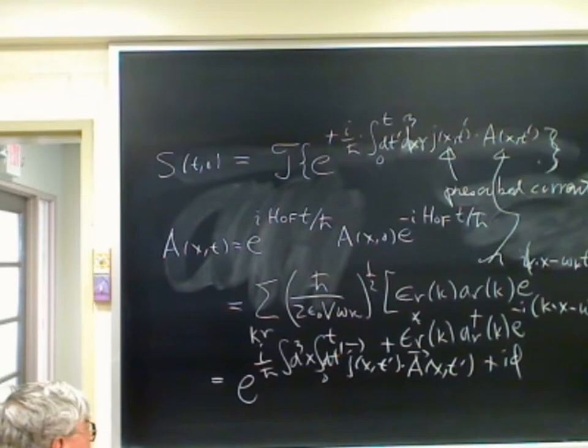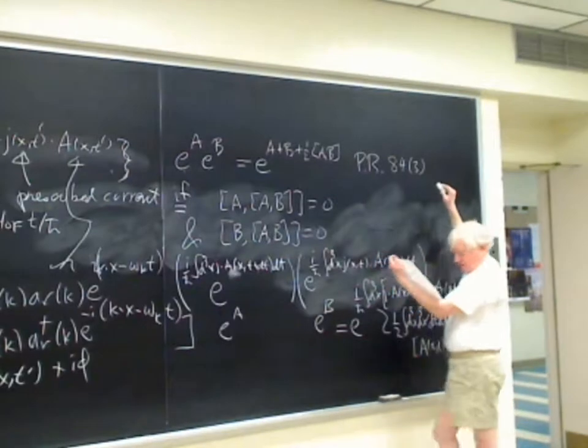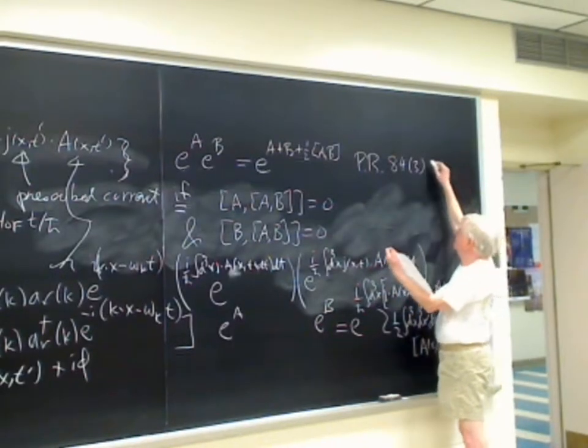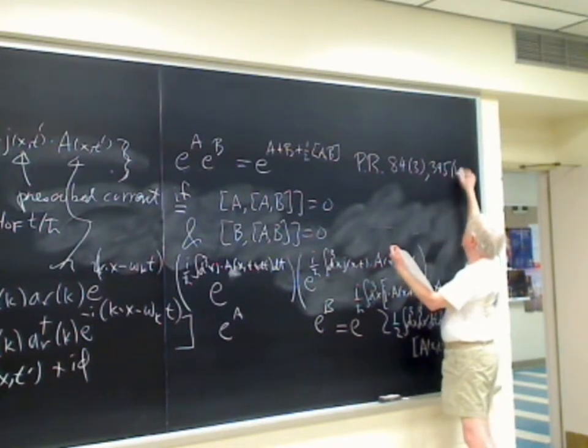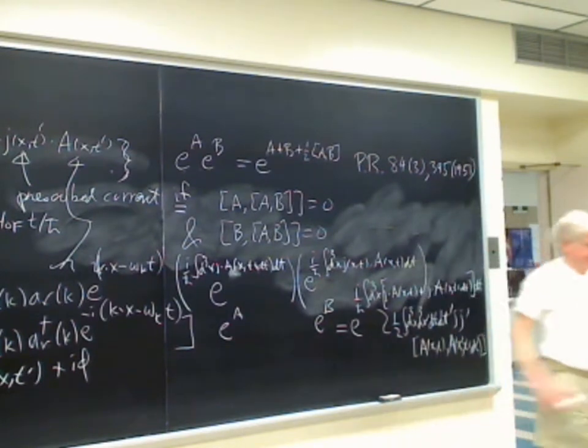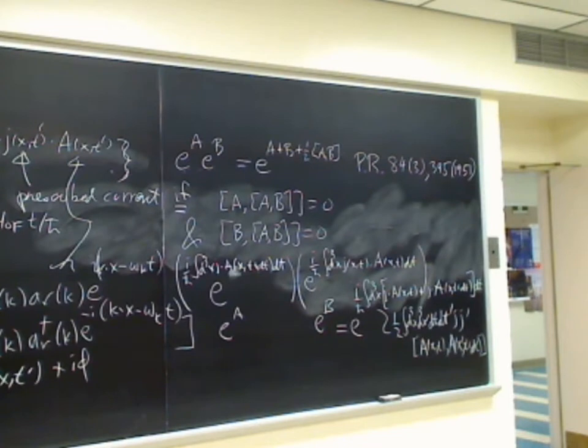And the i phi is a complicated phase factor, and I think it's something that Glauber worked out. He published this in Physical Review 84, number 3, page 395, and the year is 1951.